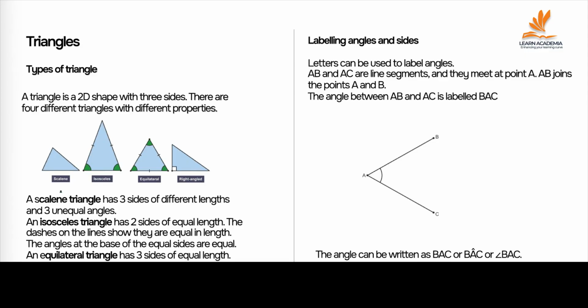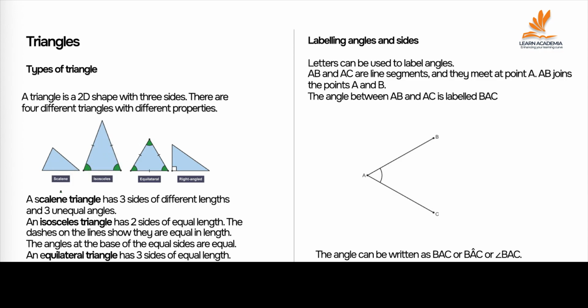Now we have an isosceles triangle, which is said to have two sides of equal length. It says the dashes on the lines show they are equal in length. So whenever you see these indications on triangles, it tells you that they are isosceles, meaning these two sides are of similar length. So if this were 5 centimeter, this will similarly be 5 centimeter. Now this one could be anything aside from 5. This is what defines an isosceles triangle.